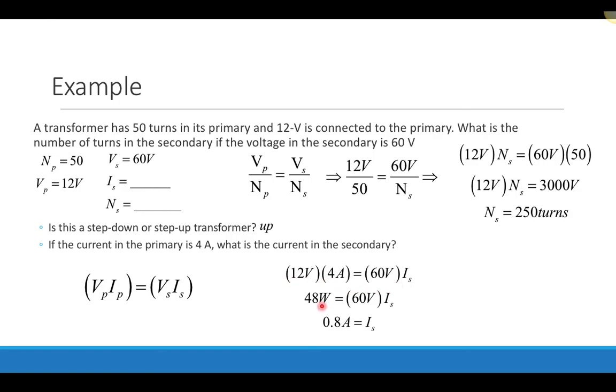So 12 times 4 is 48. That has to be equal to 60 times I. If I divide both sides of this expression by 60, I get 0.8. So the current has decreased by a factor of 5. So if you took 4 and divided by 5, you would get 0.8. So again, this relationship between number of turns and voltage, and how the voltage increases, then the current has to decrease by that same amount, and vice versa.